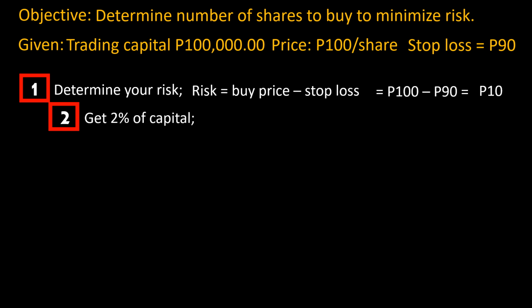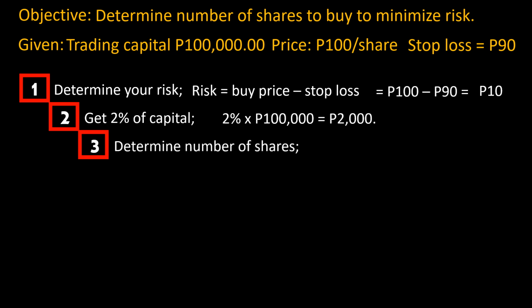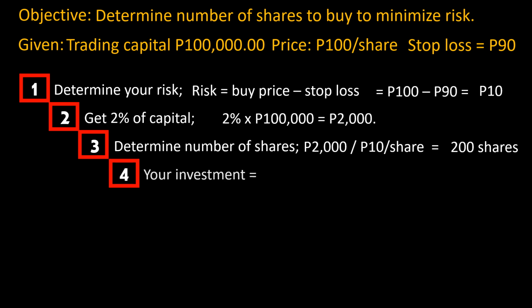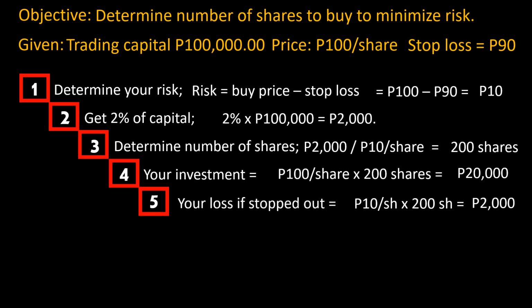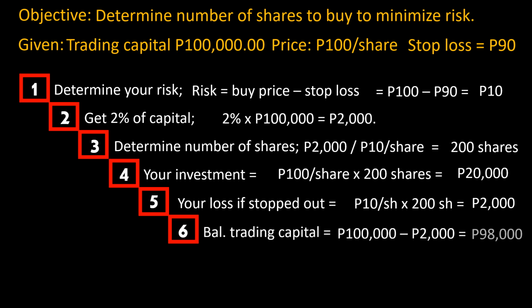2% times 100,000 pesos equals 2,000 pesos. Third step is to determine the number of shares you need to buy to minimize your risk. So to do that, 2,000 pesos divided by 10 pesos, you get 200 shares. So that's it. Your total investment in this trade is 100 pesos per share times 200 shares, or 20,000 pesos. Your loss if stopped out is 2,000 pesos. Your balance or remaining capital is 98,000 pesos, more than enough to allow you to make your succeeding trades.